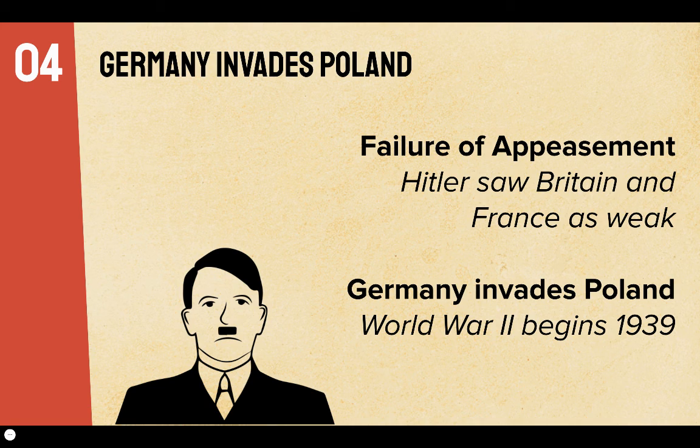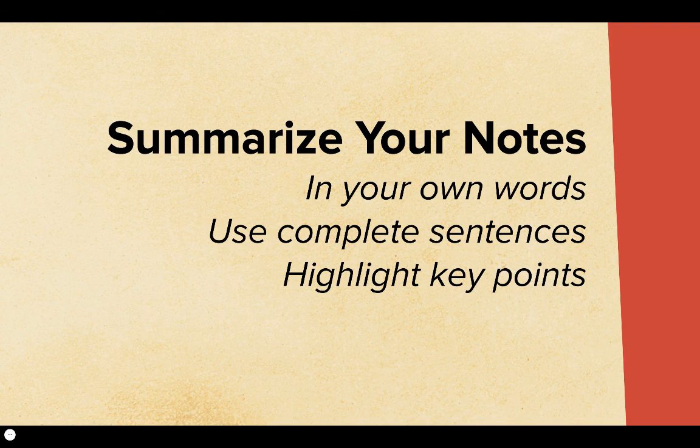And Germany, led by Adolf Hitler, decides, what, Poland looks like it should be ours. And so Germany invades Poland in 1939, and that is kind of what marks the start of World War II. Once Germany takes Poland, it's clear what his intentions are. He is not happy with just the Sudetenland, and he wants much more territory. And that's what we're going to get into over the next couple of weeks, what happens next.